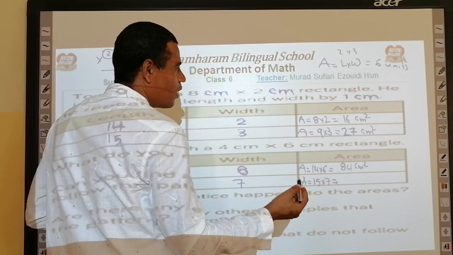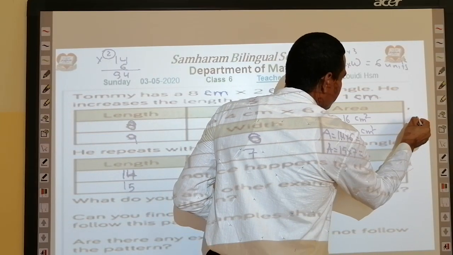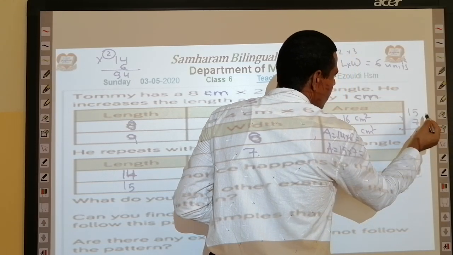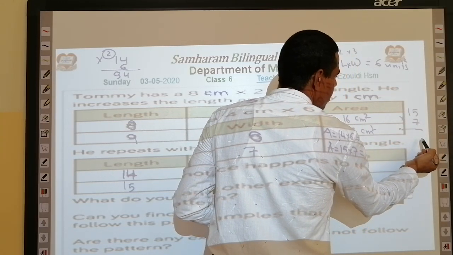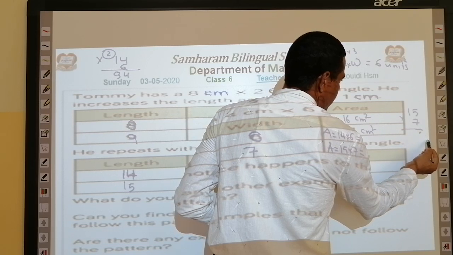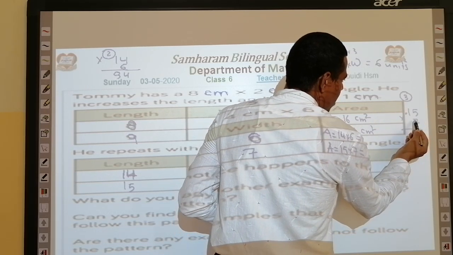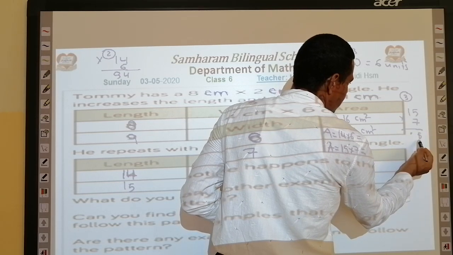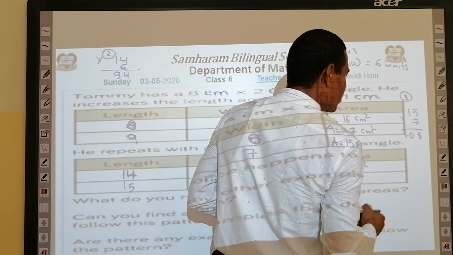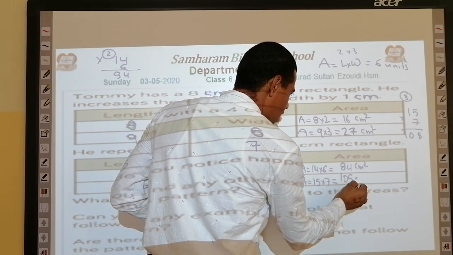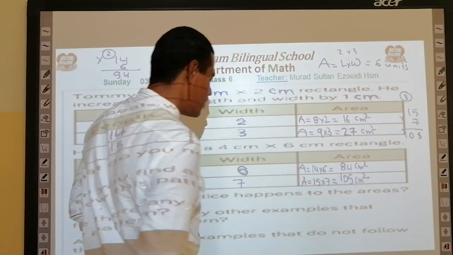Okay. Look, 15 multiplied by 7. 7 by 5, 7 fives is what? Is 35. Good boy. 7 by 1 is 7, plus 3 is 10. So 105. The answer is 105 centimeters squared. Okay.